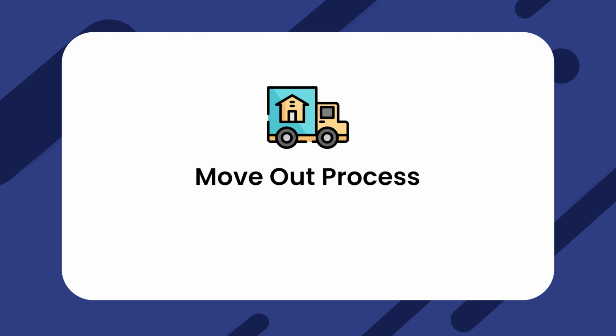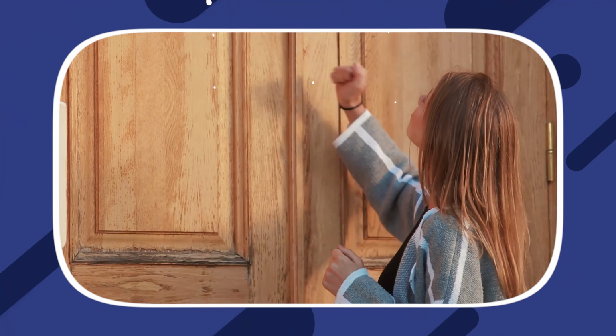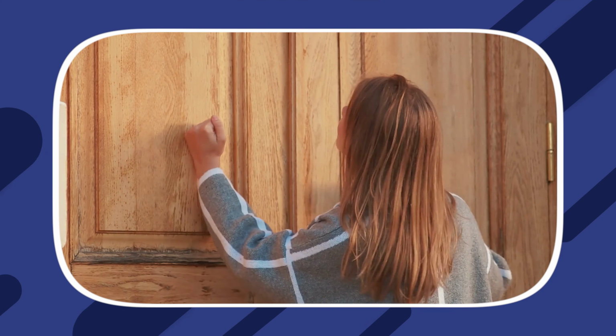Move out process. Once the writ of restitution is issued, the tenant has to move out from the premises within the given 10 days. They must move out before then. Only the sheriff or the appropriate authorities are allowed to remove the tenant by force. Even if the landlord wins the case, they are not allowed to engage in illegal methods of eviction.